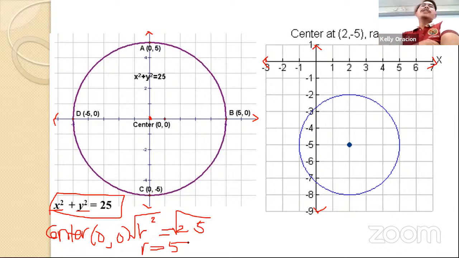Now, to graph a circle, focus on the center. So this is our center, and our radius is 5. Now, since our radius is 5, count 5 pataas: 1, 2, 3, 4, 5. To the left, 1, 2, 3, 4, 5. To the right, 1, 2, 3, 4, 5. And sa baba, 3, 4, 5.